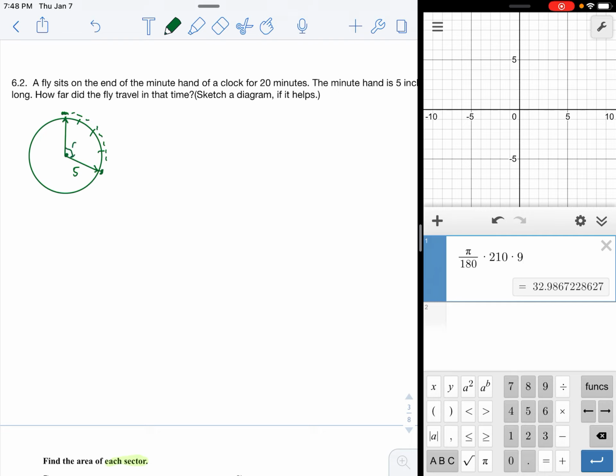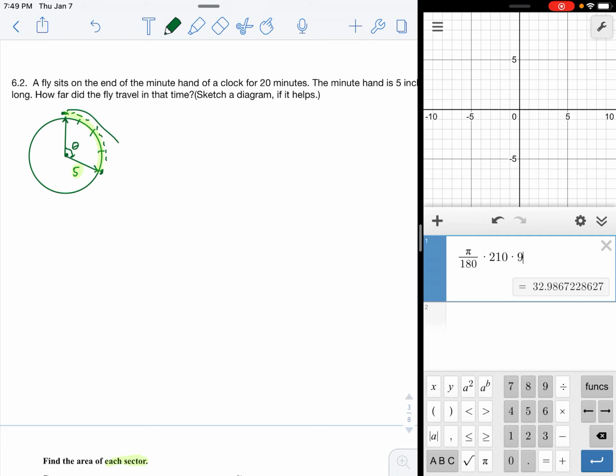Well, we got to do a little reasoning and figure out what's the theta in this problem? Because once we know what theta is, all we have to do is multiply it by 5, and that'll give us the arc length, which is the distance that that little fly traveled. Just taking his old time, relaxing on a minute hand. So, what is that angle? Well, it's not that complicated.